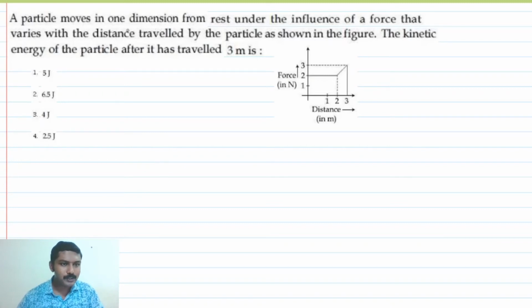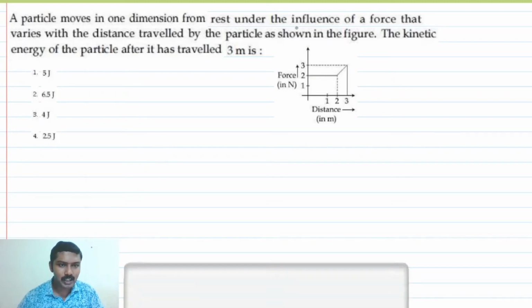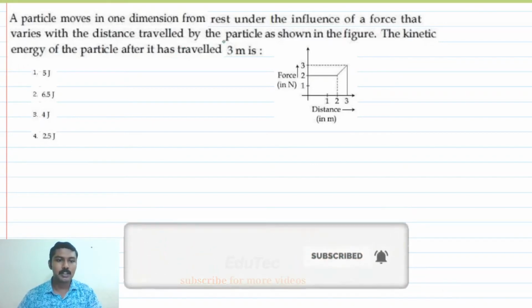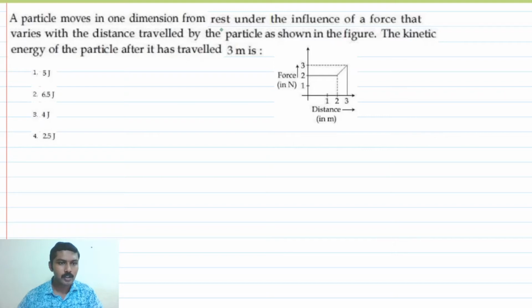A particle moves in one dimension from rest under the influence of a force that varies with distance traveled by the particle as shown in the figure. Okay, that means we have to note down one thing. It is moving in one dimension and from rest. That means you have to note down that the initial velocity is 0. Now, we have to calculate the kinetic energy of the particle after it has traveled 3 meters.